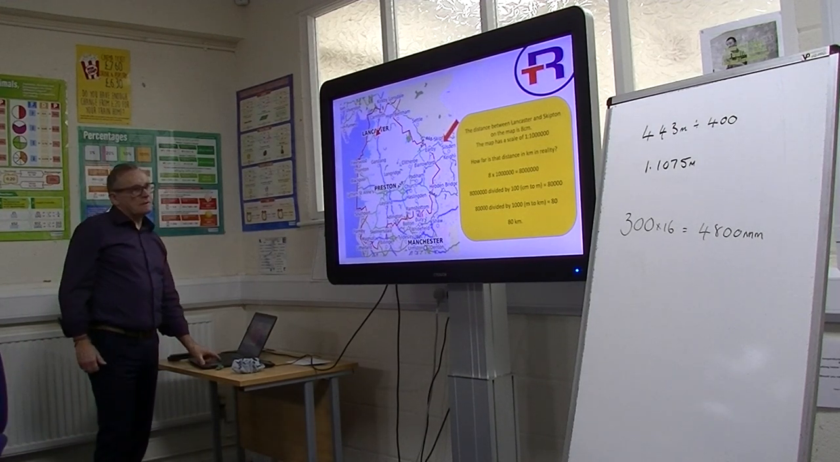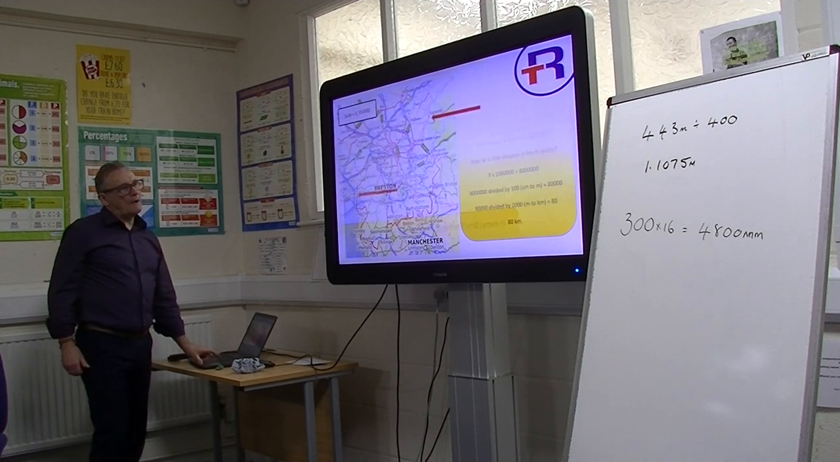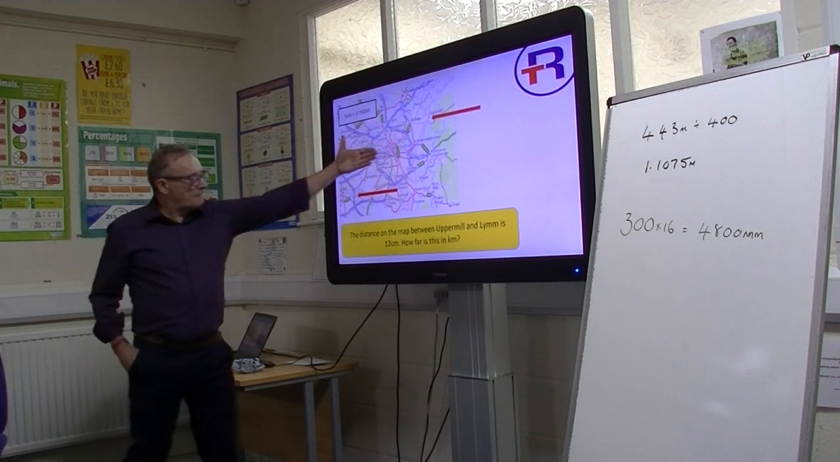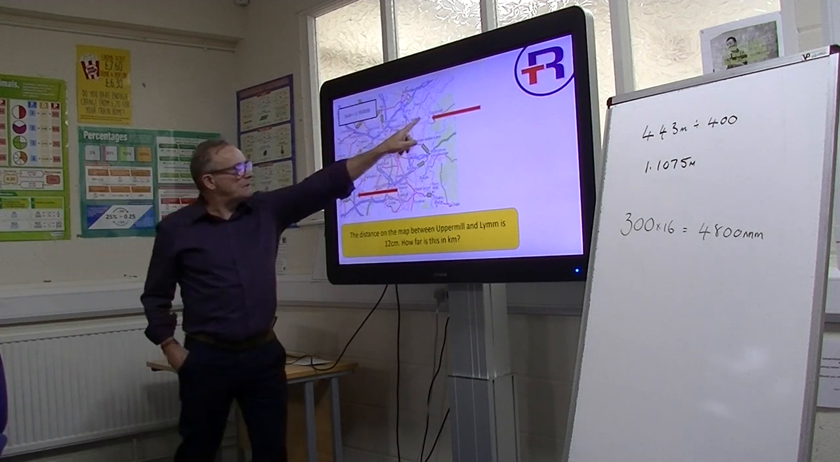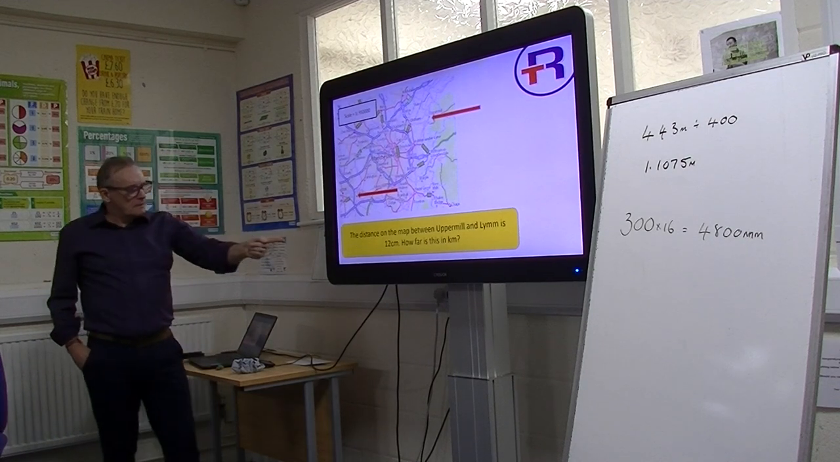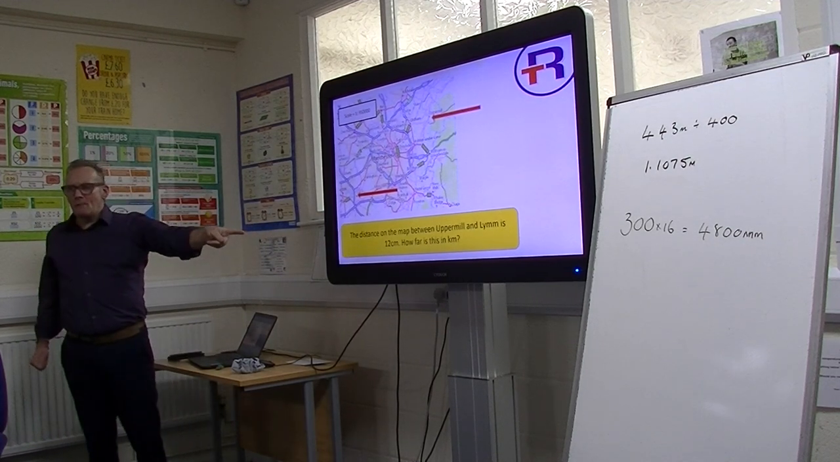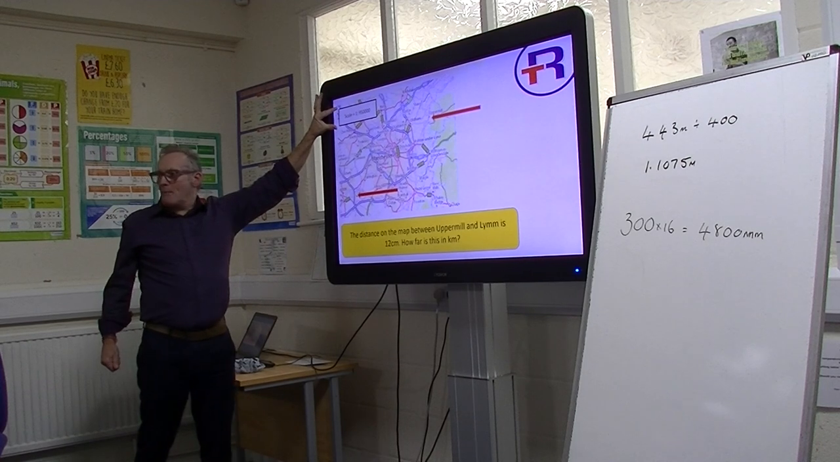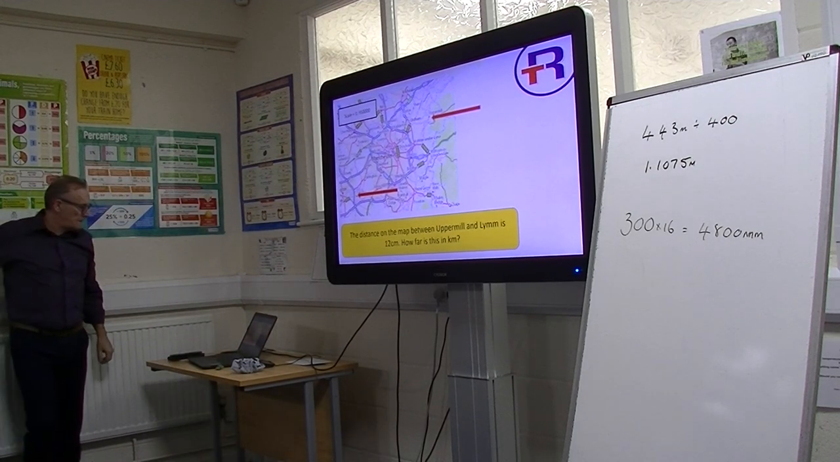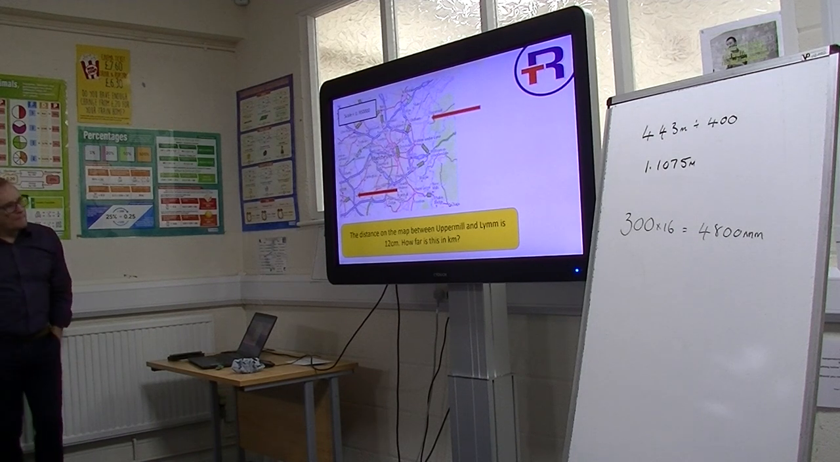I'm glad you think so, because here's your example to have a work out at. The distance on this map between Upper Mill, which is there, and Lynn here is 12 centimetres. So how far is this in kilometres? There's the scale for the map. Let's see if you can work that out. So that map is a lot smaller than real life.